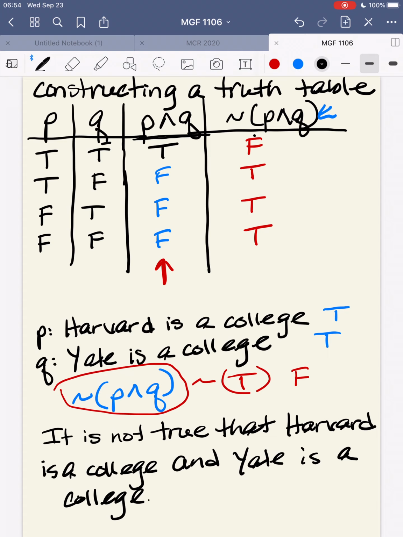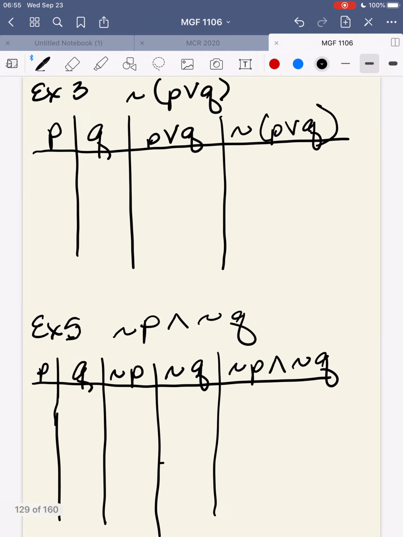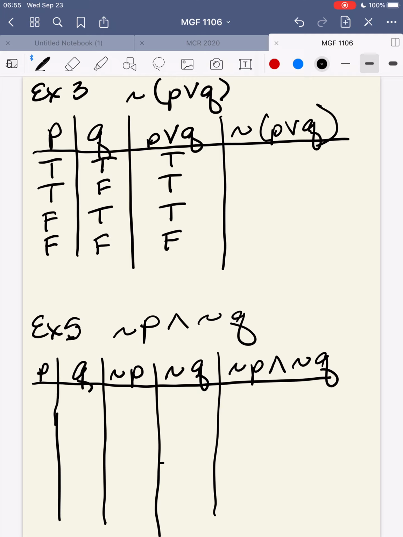All right, pretty fun so far, right? Not too bad. Okay, let's go on to the next one. This is example 3, and this is going to be not P or Q. So again, we start off with our 2 trues, our 2 falses. Alternate true, false, true, false. Now P or Q is only false when they're both false. So we have true, true, true, and here they're both false, so we get our false. And then again, we're going to negate this column for our last column. And we're going to get false, false, false, and true. So you're just following the rules of and, or, and negation.